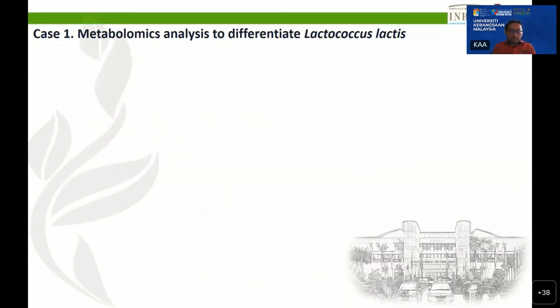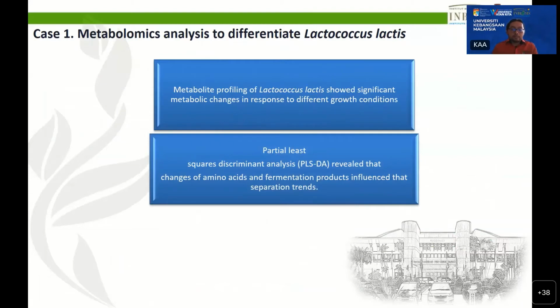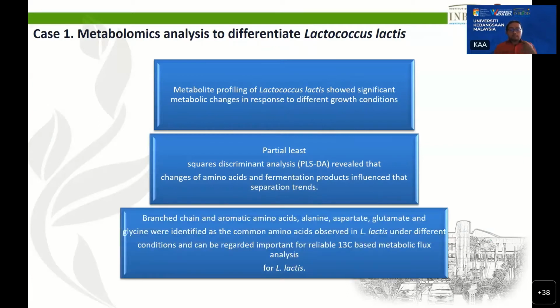So based on the findings that we have obtained, we can conclude that metabolic profiling of Lactococcus lactis shows significant metabolic changes in response to different growth conditions. It's revealed that partial least squares discriminant analysis, PLS-DA, showed that changes in amino acids and fermentation products influence the separation, especially for the agitation conditions. Branched-chain and aromatic amino acids, alanine, aspartate, glutamate, and glycine were identified as the common amino acids observed in Lactococcus lactis and can be regarded as important for reliable carbon-13 metabolic flux analysis for Lactococcus lactis.